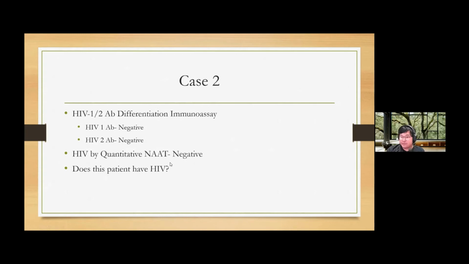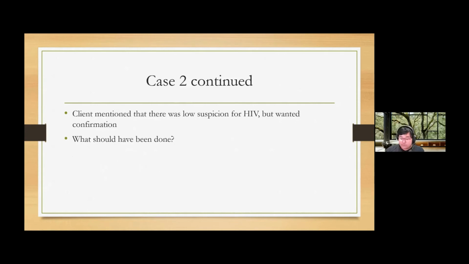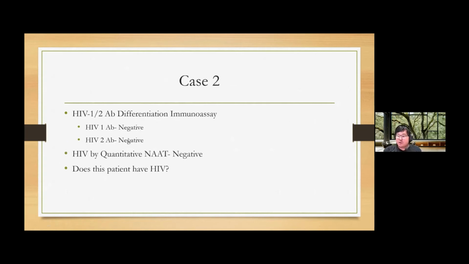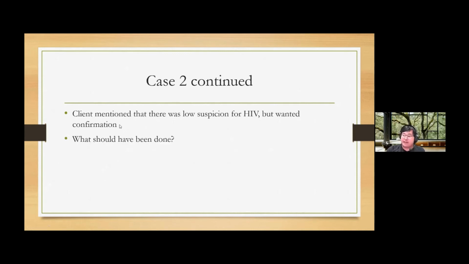So the question becomes, does this patient have HIV? The client mentioned to us in the phone call that they had a very low suspicion for HIV, but they wanted confirmation. Given that their nucleic acid test was negative, we were pretty confident in telling them that no, their patient did not have HIV. But what should have been done here? We also told them they should order a 4th gen screening test at their own lab.